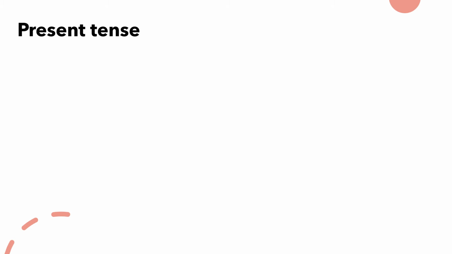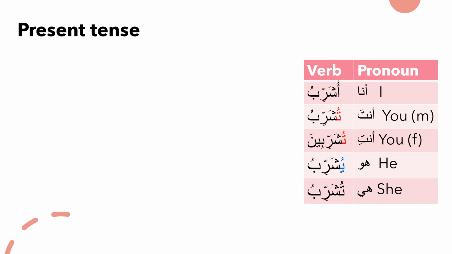Okay, so when we're forming our form 2 in the present tense, what we need to remember is that it will always start with a dhamma. Yeah, so our first vowel when we're forming the present tense will be a dhamma. So our first letter will have a dhamma on it. So here we've got ushahhibu, tushahhibu, tushahhibin, yushahhib, and tushahhib. Yeah, so we're going to have dhamma, then our first letter of that root, 3 letters, will have the fatha. We're then going to have shadda on our second root letter, and then a kasra as well. So it will always be a kasra in the present tense. So it's a fatha in the past tense, and that drops to being a kasra in the present tense.